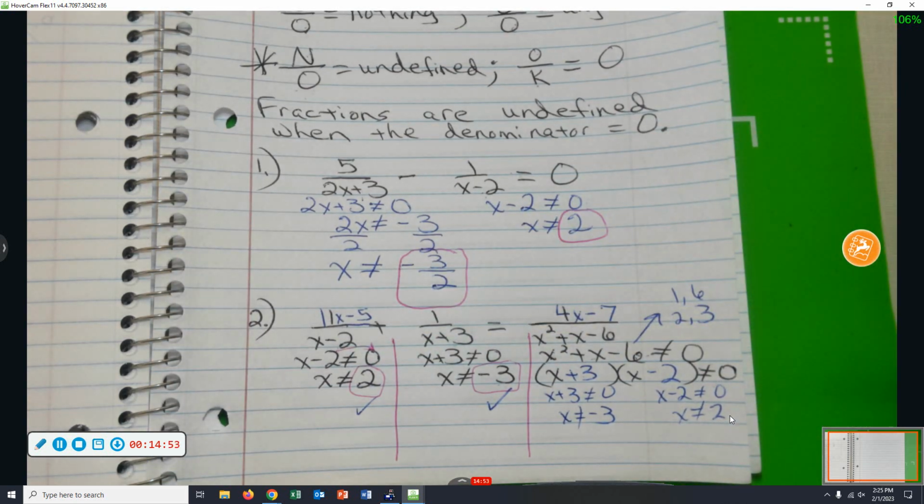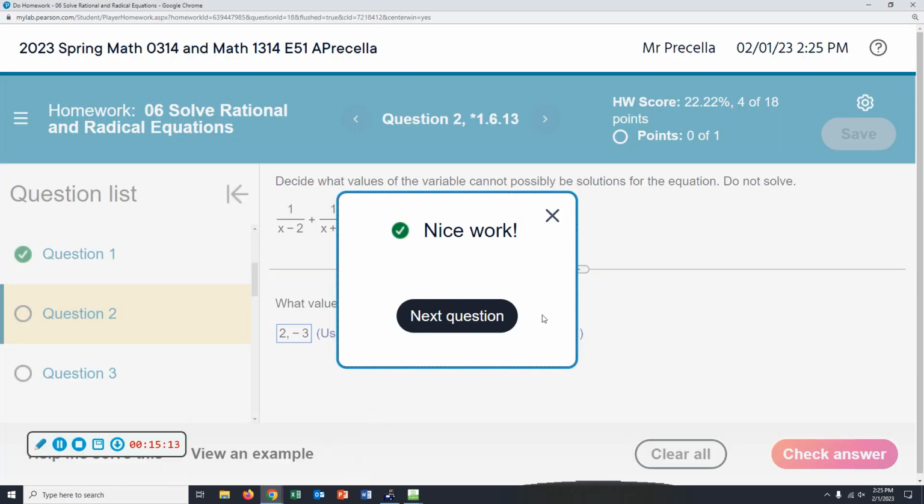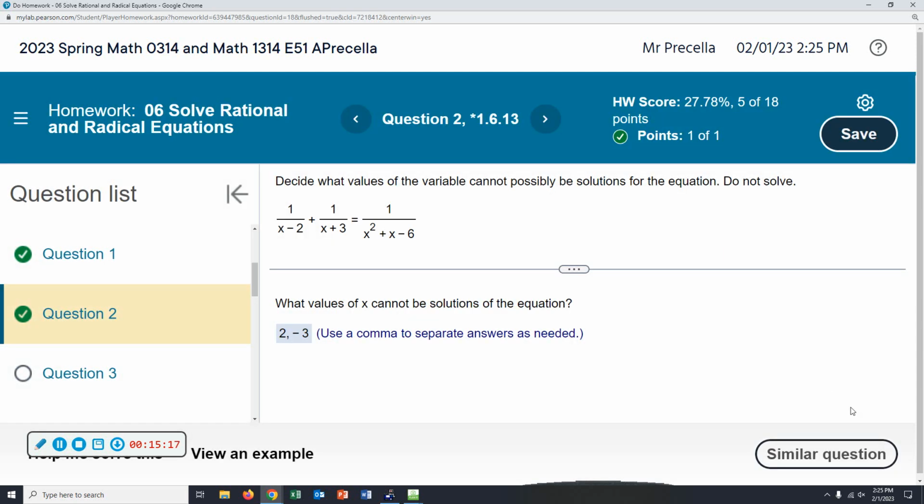Now, if you're doing your homework, staying caught up, like today or tomorrow, then you might remember what I'm about to say. Everyone's number 2 works out like that. This third denominator is just the same as this times this. So we got 2 and negative 3. That was right.